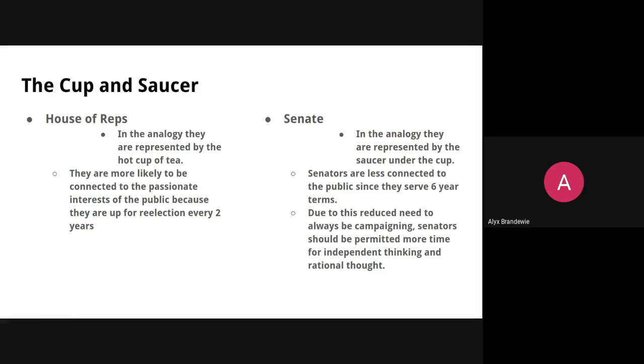Conversely, in the analogy, the Senate is represented by the saucer. Because senators serve 6-year terms, they're less connected to the public. They don't need to be constantly thinking about reelection. They have the ability, they have the freedom and kind of the leeway to stage really long debates, to put bills on the table and look at them from all sides, to look at all the angles, to look at all the pieces, and really think things through. Because yeah, you'd like to get things done quickly, but in the Senate, the concern is making sure that you get them right, or that's supposed to be the concern in the Senate. Whether they do that or not, I guess, is another question.